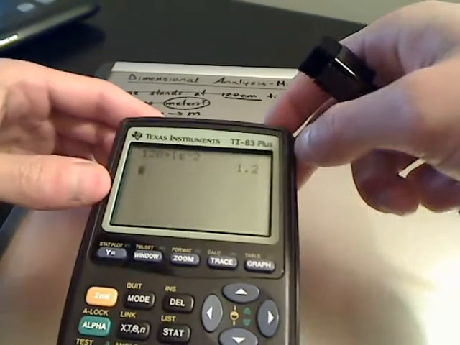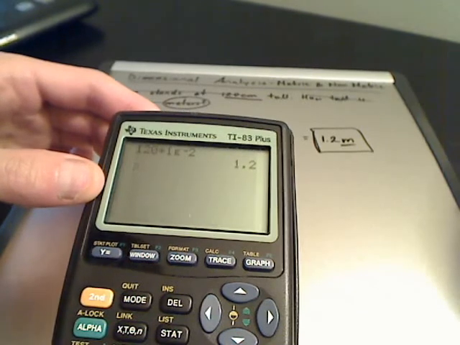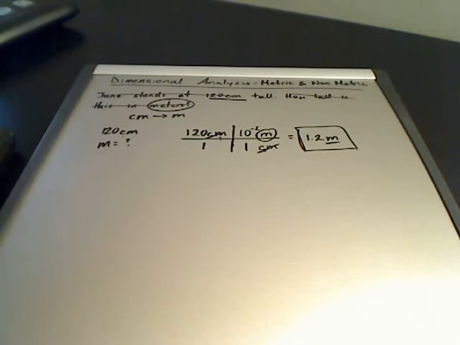Okay, so hopefully you guys can see that on the calculator. I will just tilt it upwards so you can see that a little bit better. Alright, 120 times 1e negative 2 gives you 1.2. Alright, that's going to be a simple one. Let's move on to a double step conversion.